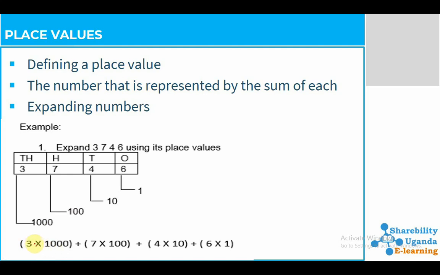So this gives us our same number, because when you multiply 3 times 1,000, it becomes 3,000. When you multiply 7 times 100, it becomes 700, like you have been studying in multiplication of numbers. When you multiply 4 times 10, it becomes 40. When you multiply 6 times 1, it becomes 6. So that's why we are able to get 3,746. That's how they come up with the place value.